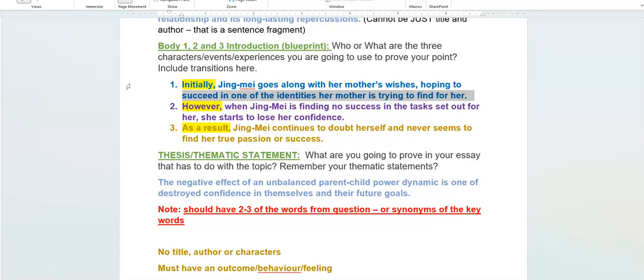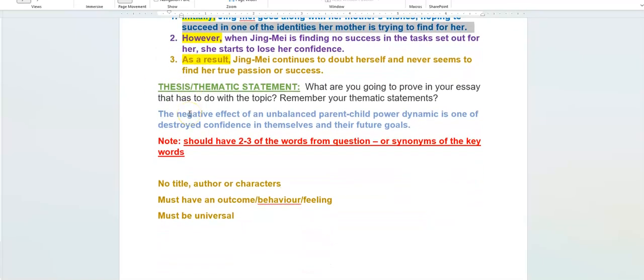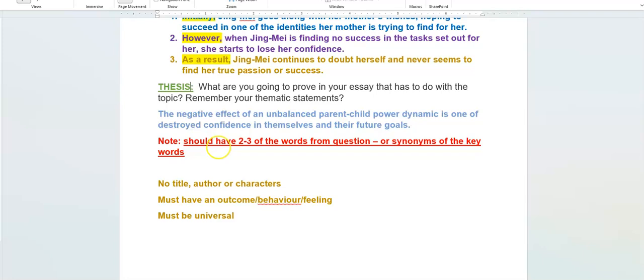So I'm really laying out the scaffolding of what's coming next in my essay, making it clear who I'm talking about and what I'm going to be talking about. As we said before, the thesis is the most important part of our essay. We can actually get rid of this altogether because it is just a thesis. We're giving you a theme, in this case, identities and relationships, but a thesis is, what are you going to prove in your essay that has to do with this topic?